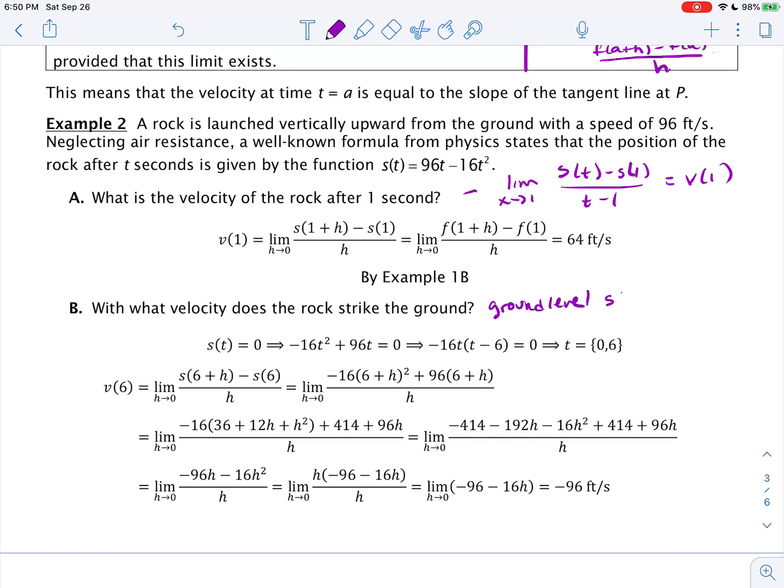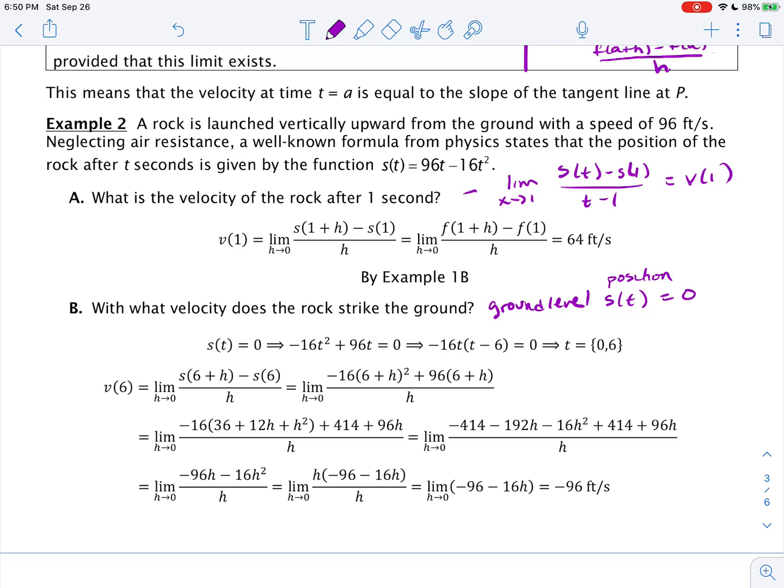It's always going to be when your position function is equal to 0. So just think of ground level as your position wherever you are in a vertical. Position 0 is ground level. So we would first solve negative 16t squared plus 96t equal to 0.